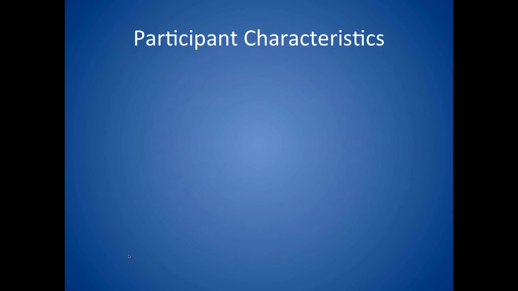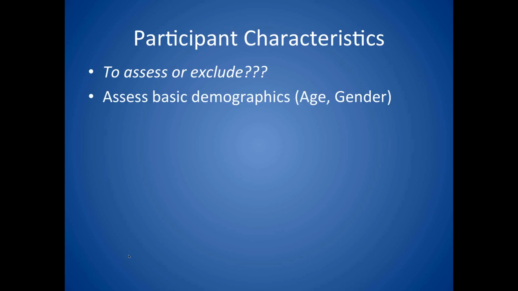I want to turn now to talking a little bit about participant characteristics. And one thing that you want to keep in mind when thinking about the characteristics of the participants you recruit is whether or not to assess certain characteristics that may influence cortisol reactivity, or to exclude on these. So you certainly are going to want to assess your basic demographics, so things like age and gender. And these can be used as covariates in different analyses.